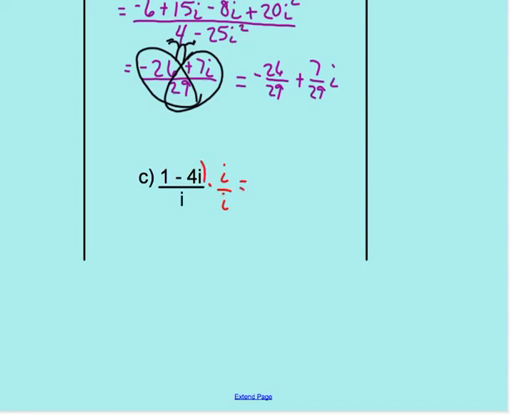So in the numerator, distributing my i, I get i minus 4i squared. In the denominator, I have i squared. So in the numerator, the negative 4i squared is really a positive number. I'm going to flip this around so I have it in standard form with my real number first and my imaginary number second. In the denominator, i squared is negative 1. So using the butterfly method to divide by negative 1, I get negative 4 minus i.